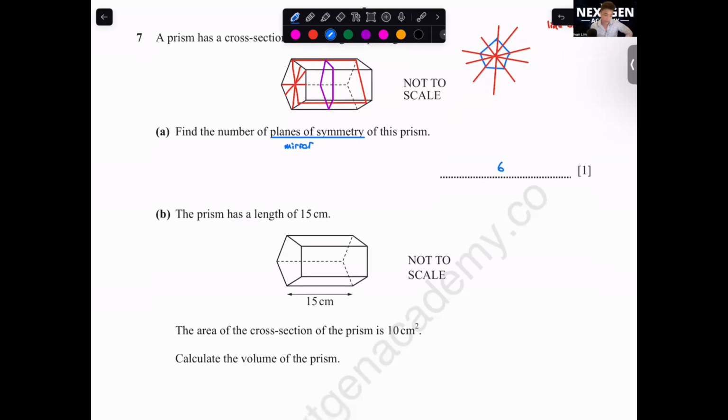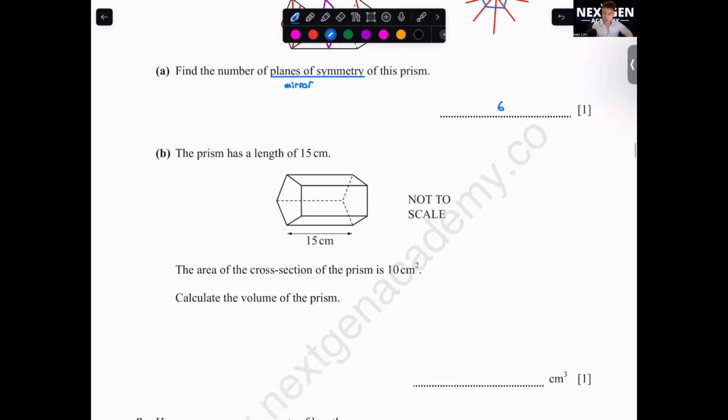Question B. A prism has a length of 15 cm. The area of the cross section of the prism is 10 cm square. Calculate the volume. Okay, this one's easy. What's the formula for volume when they give you a prism? Volume is area of cross section multiplied by the length. Cross section means this part here, one of the faces.